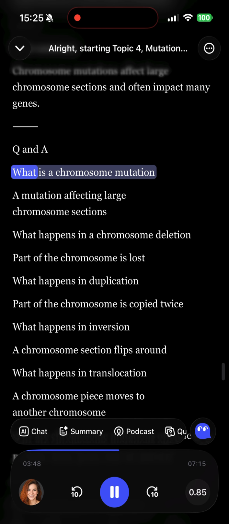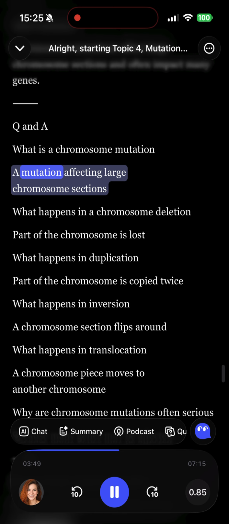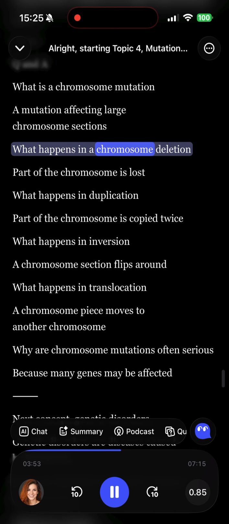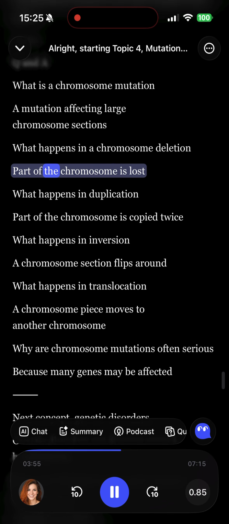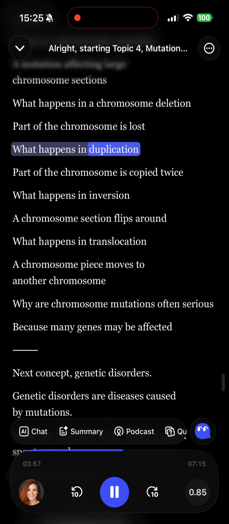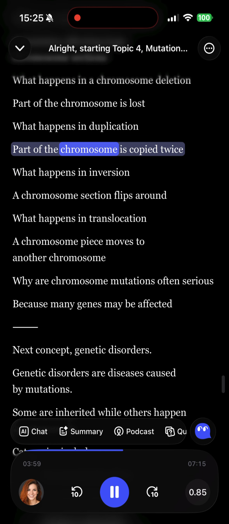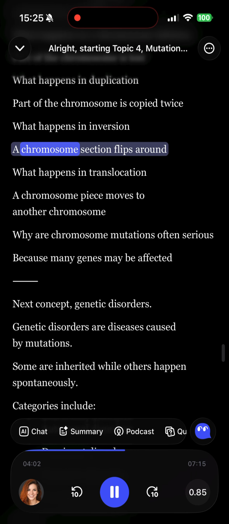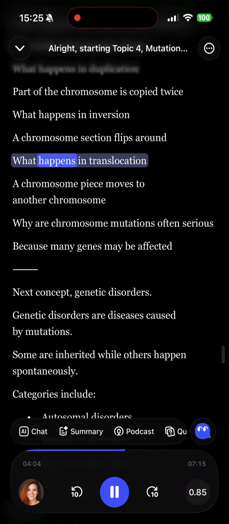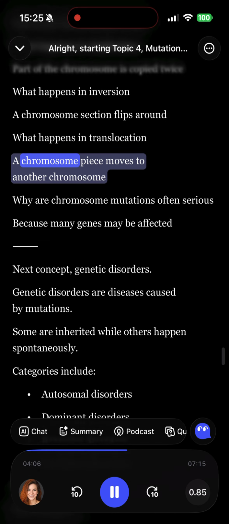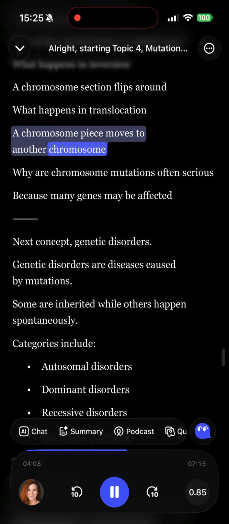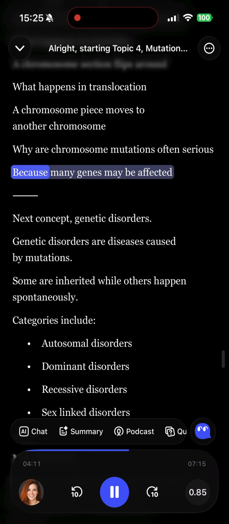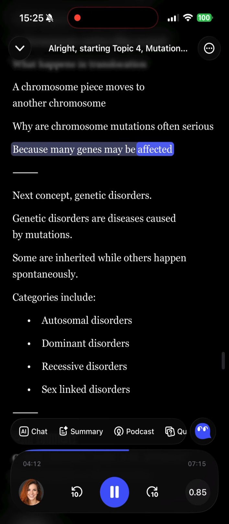Q&A. What is a chromosome mutation? A mutation affecting large chromosome sections. What happens in deletion? Part of the chromosome is lost. What happens in duplication? Part of the chromosome is copied twice. What happens in inversion? A chromosome section flips around. What happens in translocation? A chromosome piece moves to another chromosome. Why are chromosome mutations often serious? Because many genes may be affected.